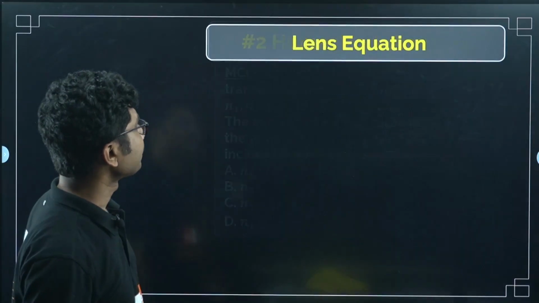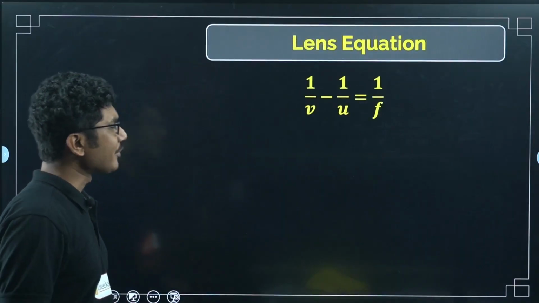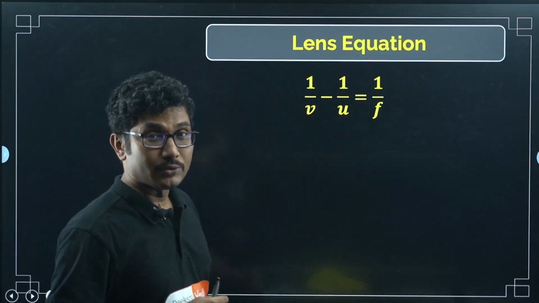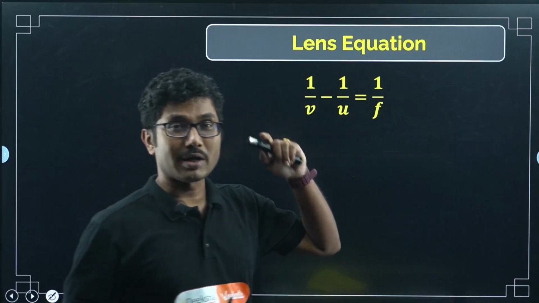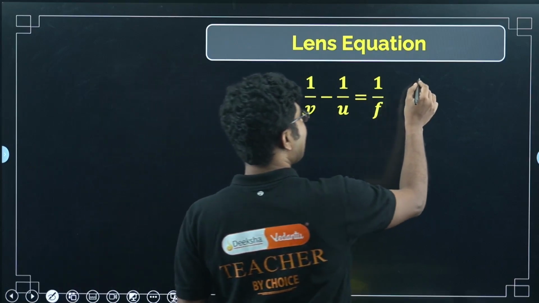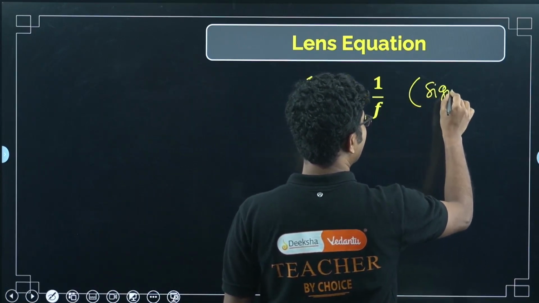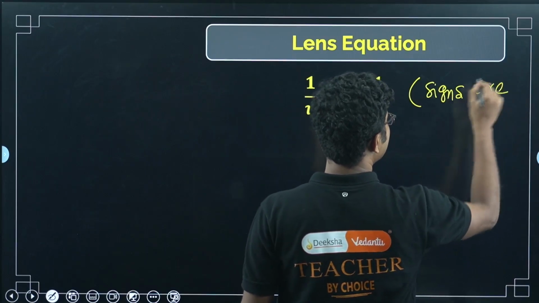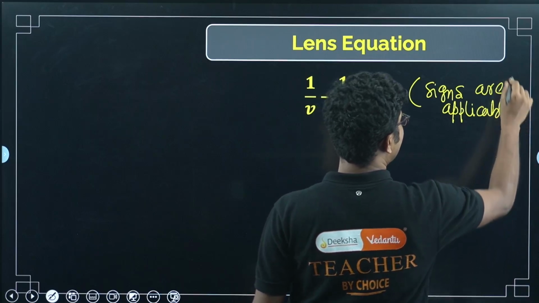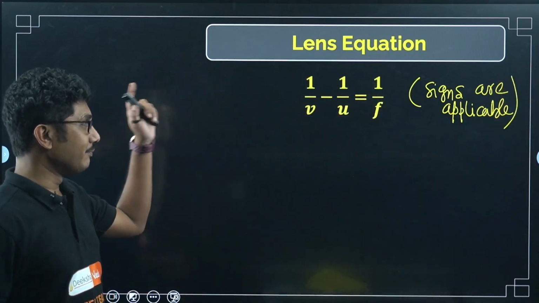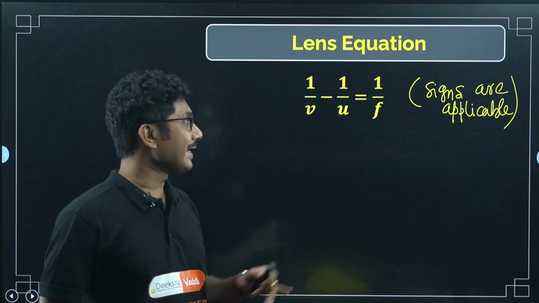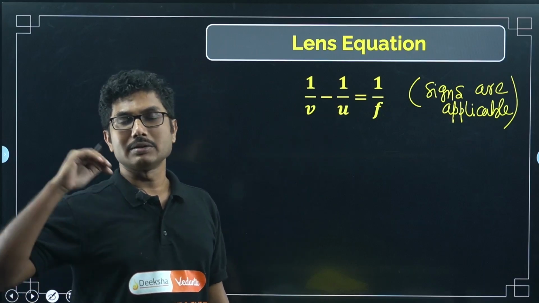Now let's move on. Let's continue with the lens equation. We know that for the mirror equation, 1 by V plus 1 by U equals 1 by F. In case of the lens equation, 1 by V minus 1 by U equals 1 by F. But here signs are applicable as usual, right? We know that U is always negative, V can be positive or negative based on where it is located, F is positive or negative based on the lens.